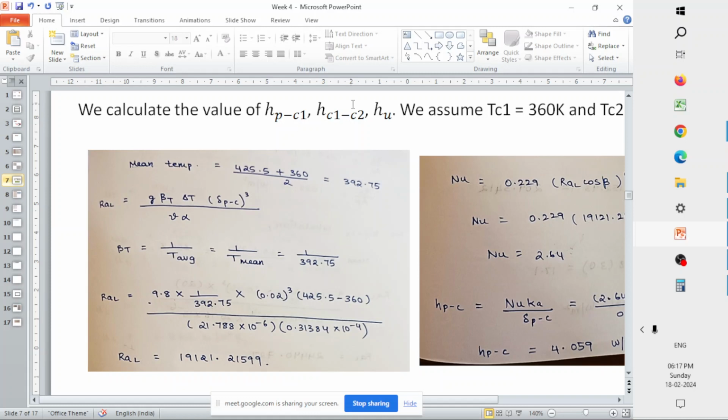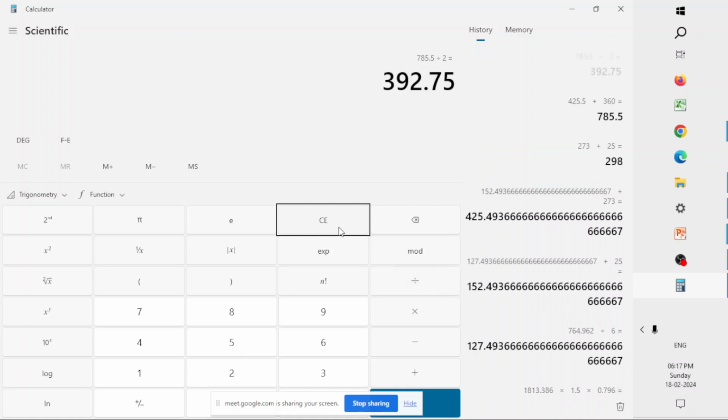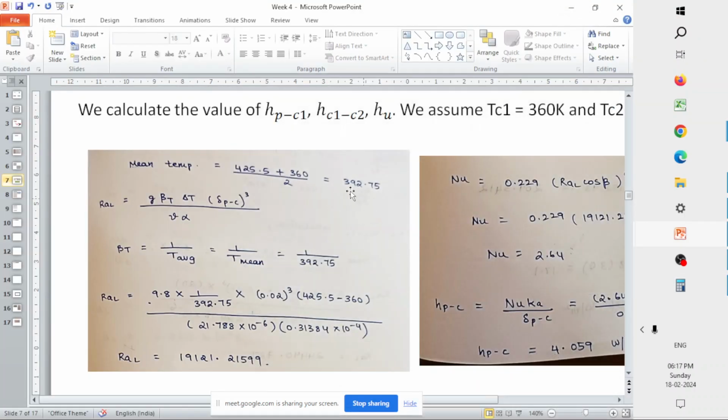So here we have taken our Tc1 as 360 Kelvin and our Tp is at a temperature 425. Let's take the mean of that. So the mean will be (425.5 plus 360) divided by 2, which is 392.75. This is your mean temperature. With respect to this only we are going to calculate your Rayleigh number.